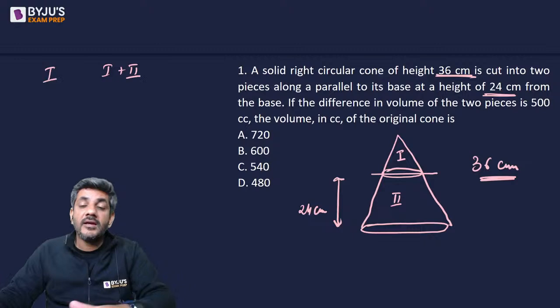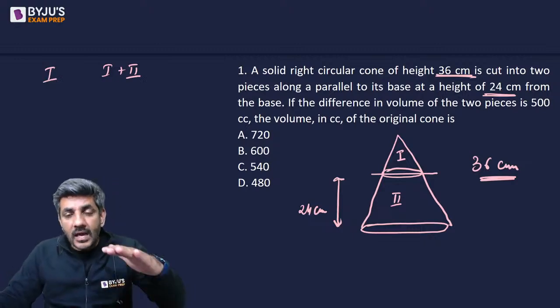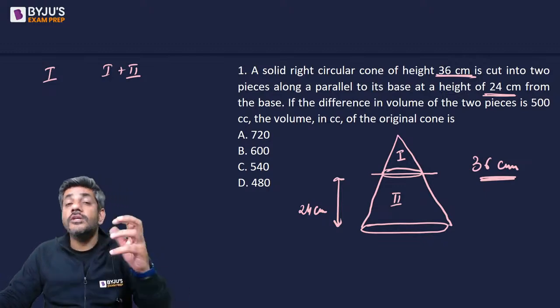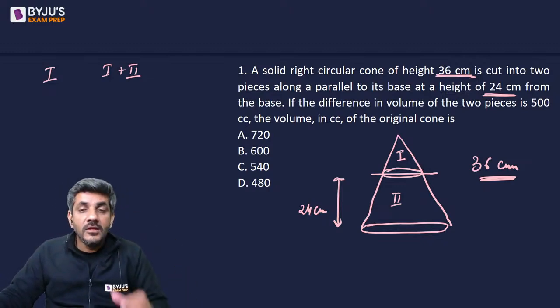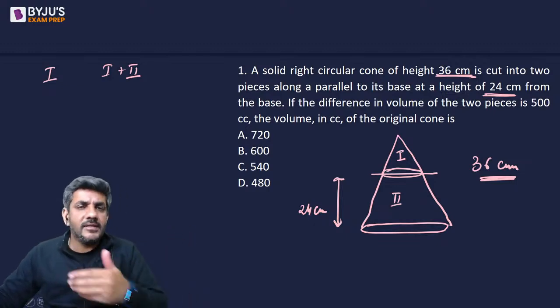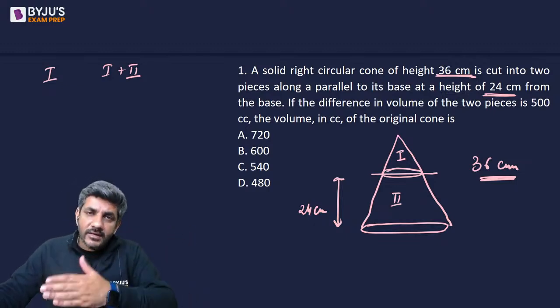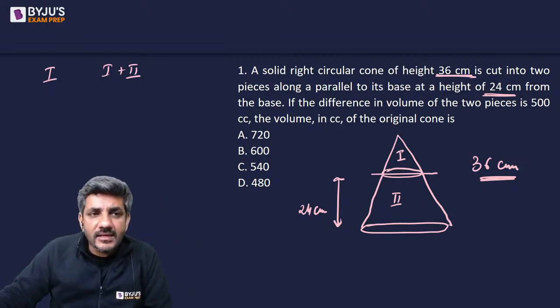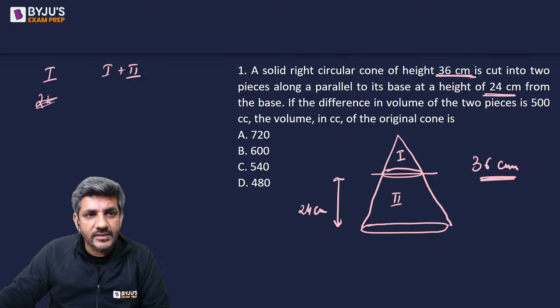But whenever we make a cut parallel to the base, the smaller cone which is formed in the original cone, they all have their dimensions in similar format. I mean, their radius, their heights, they would all be making a similar triangle. So I see that the height of this small cone is 36 minus 24. So 36 minus 24 is equal to 12.